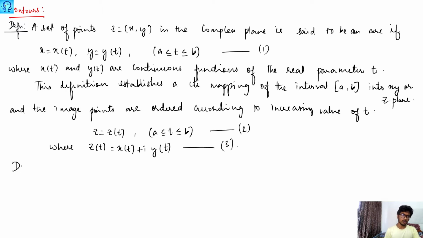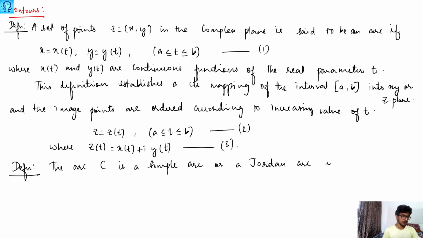Now we are going to talk about the next definition, that is the arc. Whenever I say the term arc, you must know that it is a set of points in the complex plane satisfying those conditions. That is, the coordinate functions have to be functions of some other variable t. The arc is a simple arc or a Jordan arc if it does not cross itself.